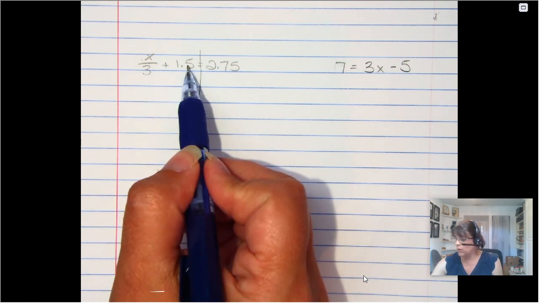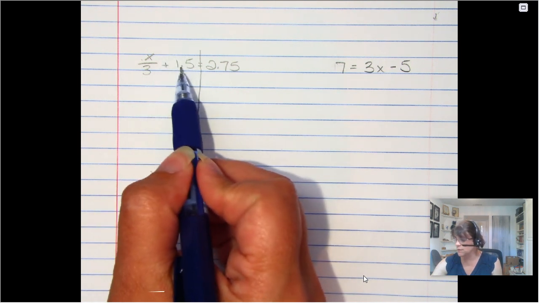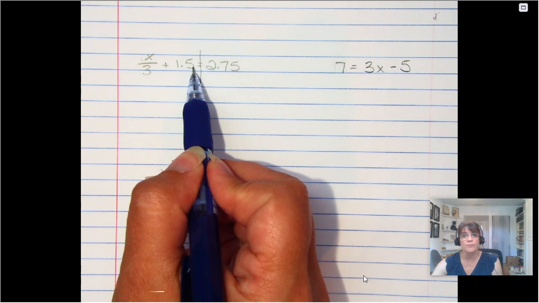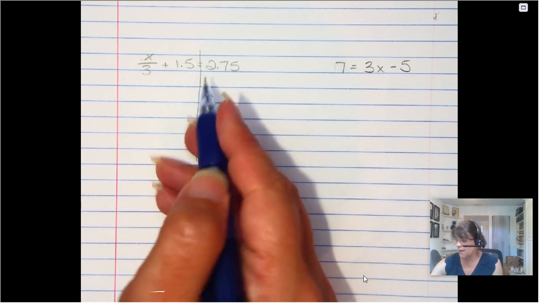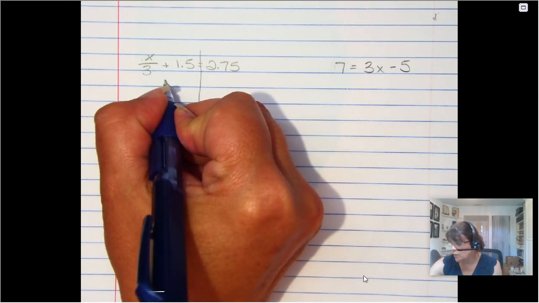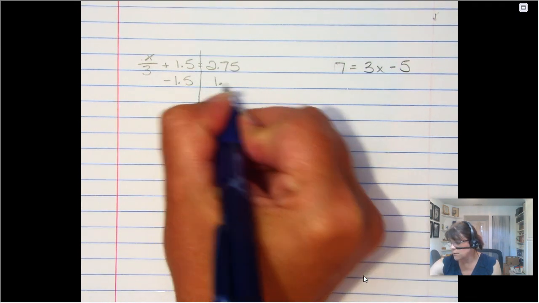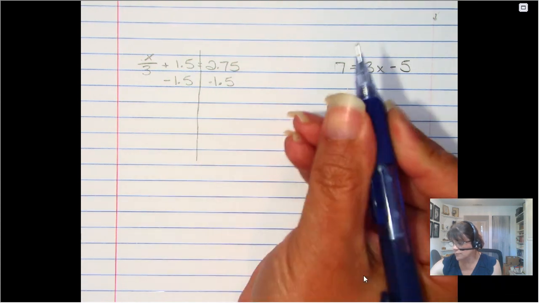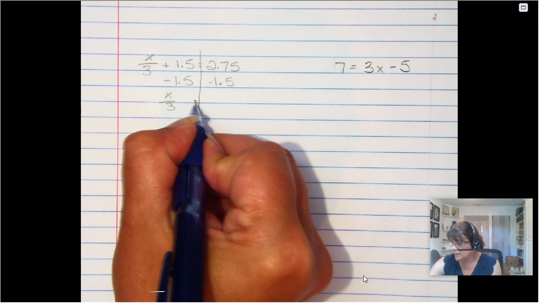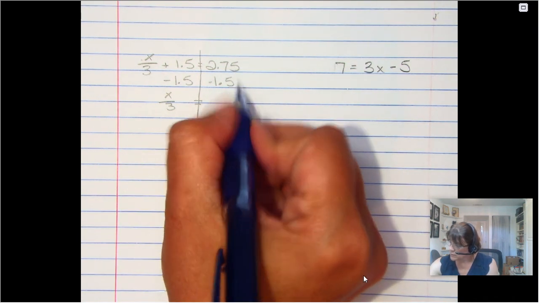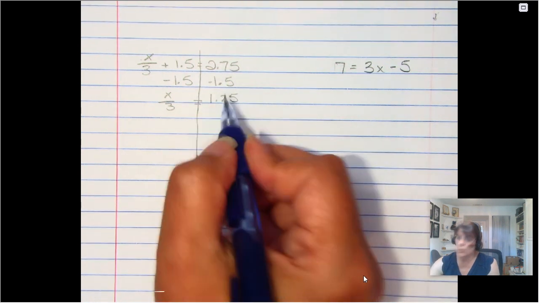So on this side of the equation, hanging around with X like it's not supposed to be, is 1.5. It is a positive 1.5. The inverse operation of that, using the subtraction property of equality, is minus 1.5, minus 1.5. Okay? So now I have X over 3 equals 1.25.